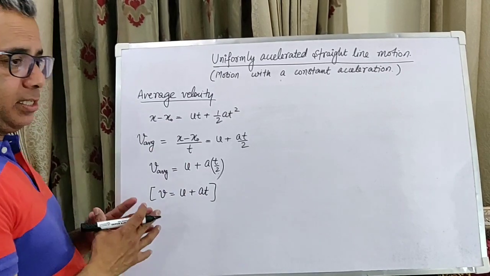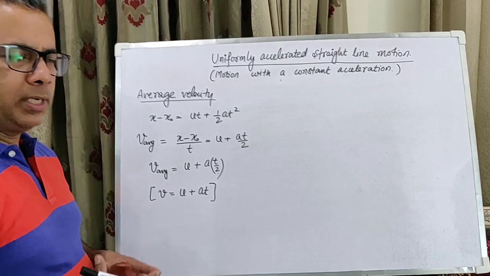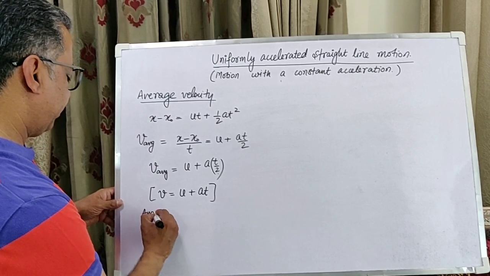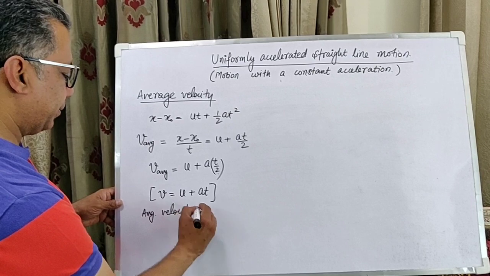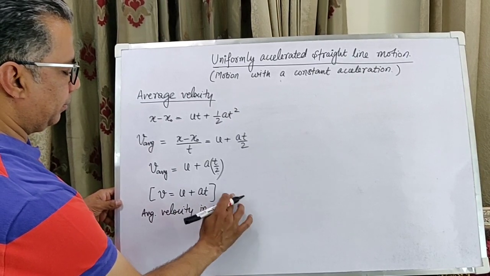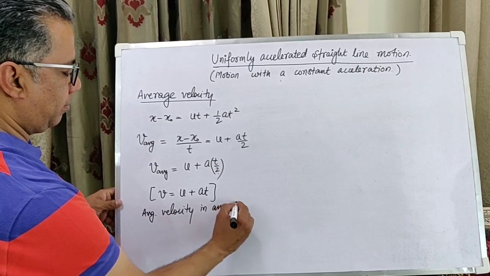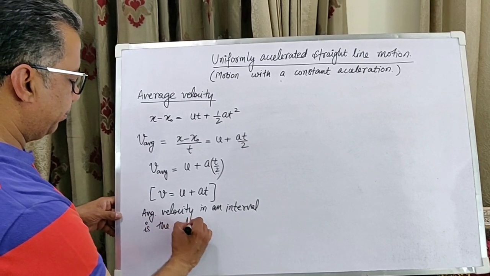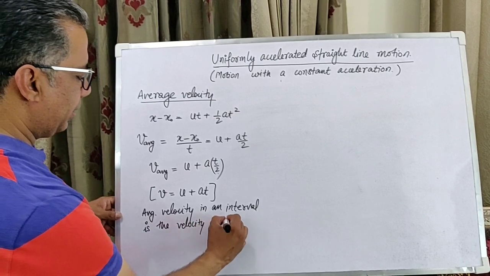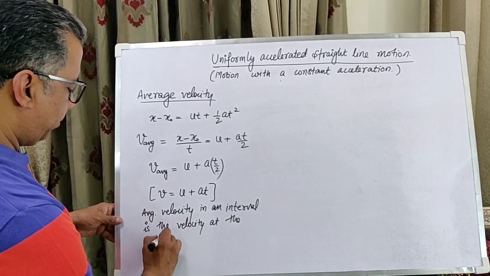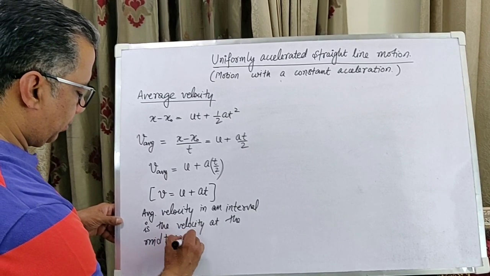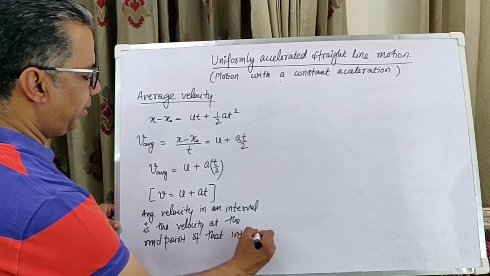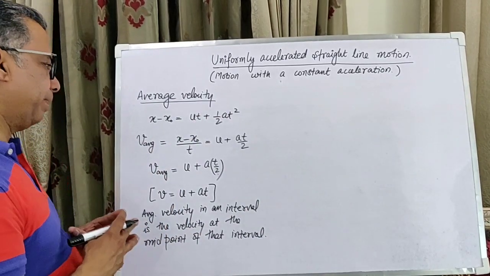So remember this, it's a very important clue to problem solving in straight line motion: average velocity in an interval is the velocity at the midpoint of that interval, that is, the halfway point of the interval.